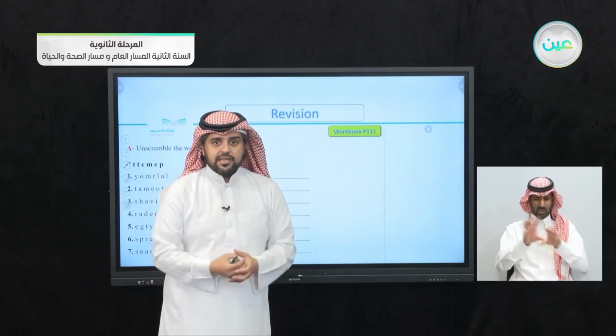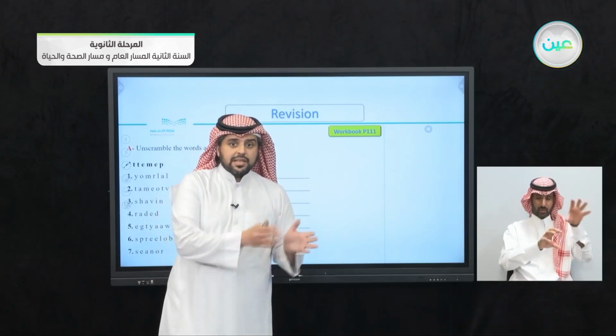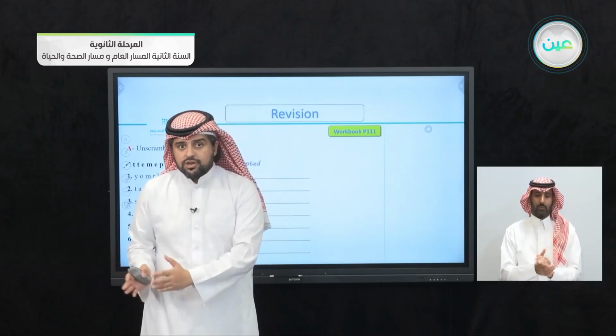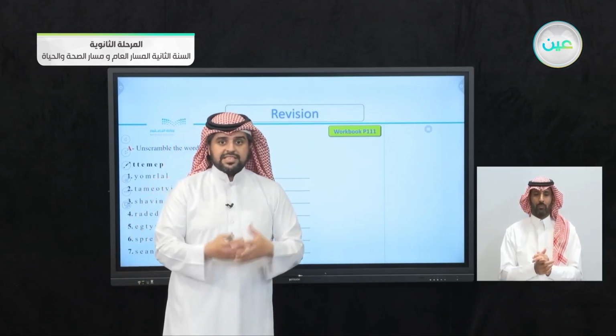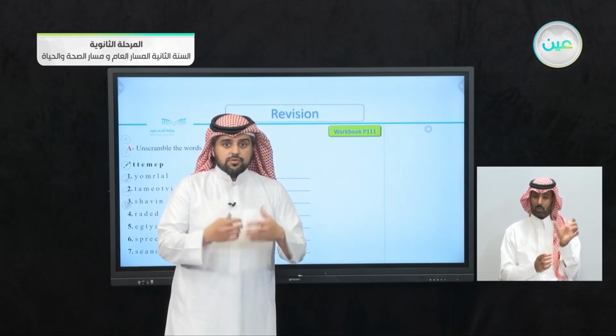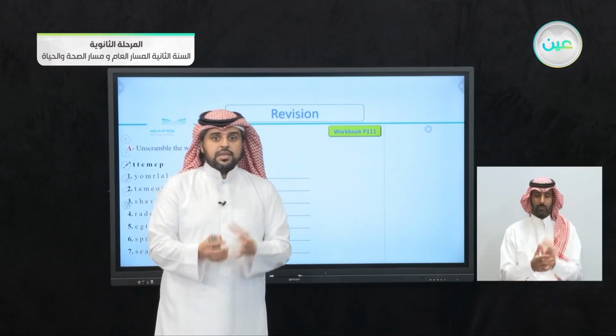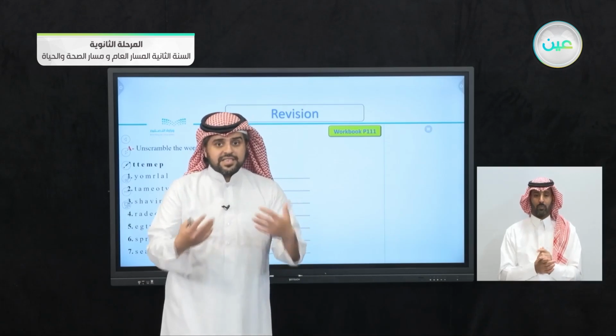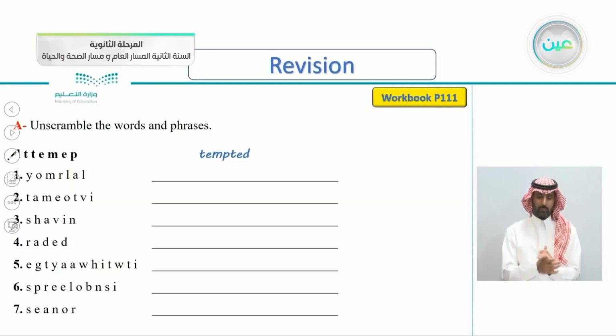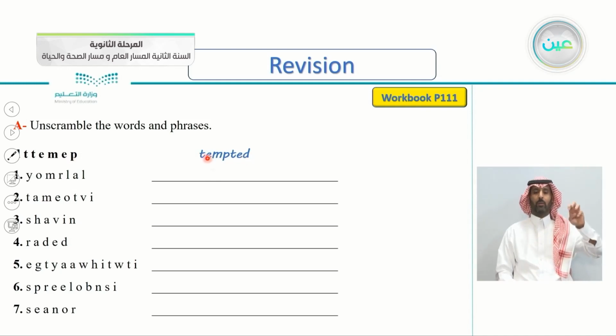They are scrambled. So you have to put the letters in the correct order to make up a word or a sentence, so to get the correct word. In other words, you have to unscramble the letters. The first one you can see here is already done for you. A-T-T-E-M-E-P, and the correct word is tempted.